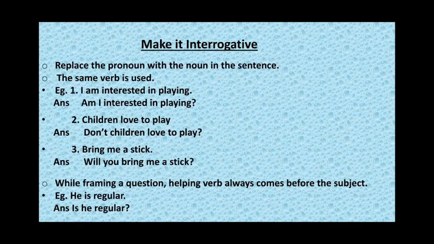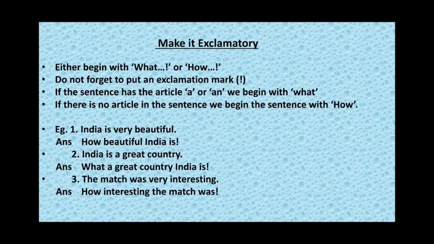Next is how to change into an exclamatory sentence. So first, either begin with what or how. Do not forget to put an exclamation mark after every exclamatory sentence. If the sentence has the article a or an, we can begin the sentence with what. But if there is no article in the sentence, then we can begin the sentence with how. But it depends upon how the sentence is sounding.